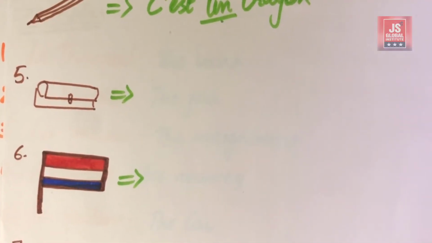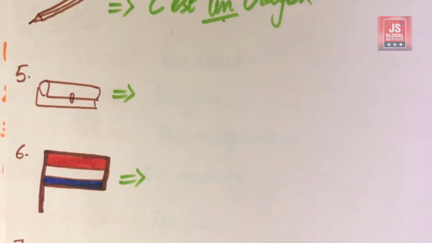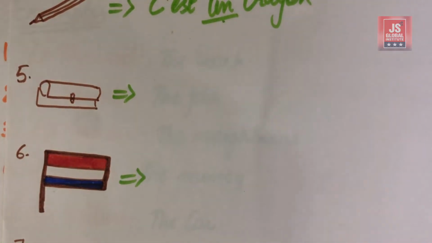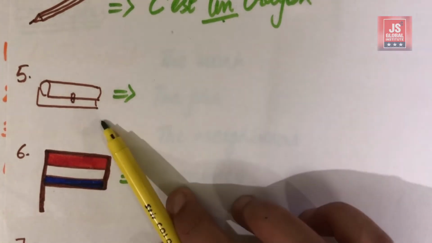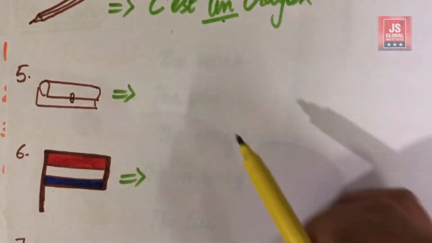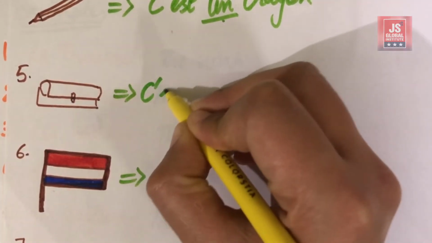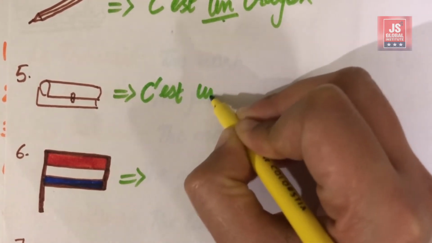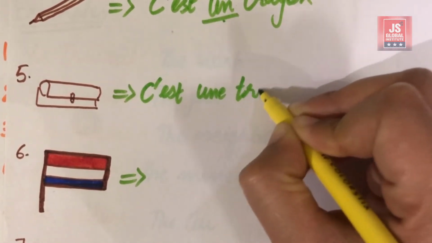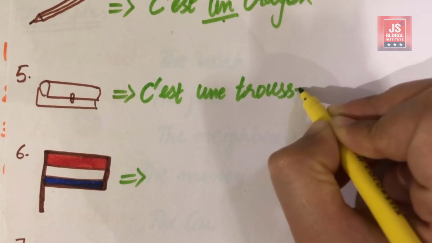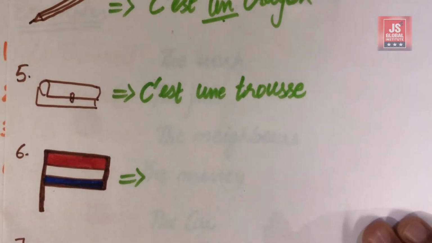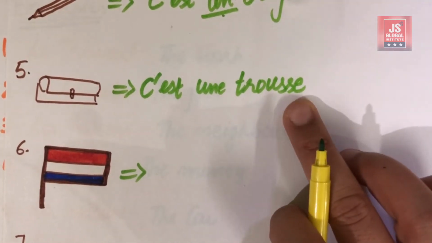So what is the fifth object? I have drawn a pencil kit over here. So when I asked you, qu'est-ce que c'est? You will reply, Madame, c'est une trousse. Okay, because a pencil kit is called une trousse.